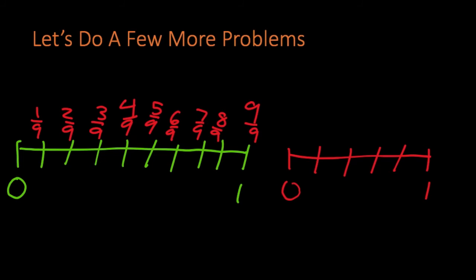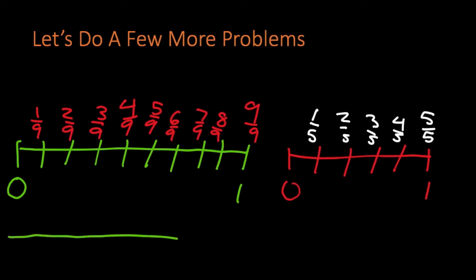Just count the total. So there's 1, 2, 3, 4, 5, and now 5 is the total. Now start counting. So this is 1/5, 2/5, 3/5, 4/5, and 5/5. Let's do 2 more problems here, just because I want to.